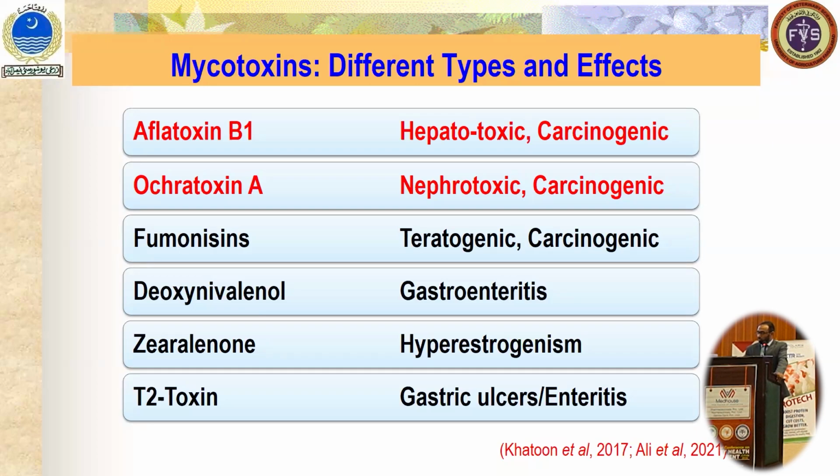Then there is deoxynivalenol, or DON toxin. This leads to gastroenteritis. Zearalenone is very important in dairy animals, leading to hyperestrogenism. And T2 toxin induces gastric ulcers and enteritis, and pigs are also very sensitive to T2 toxin.